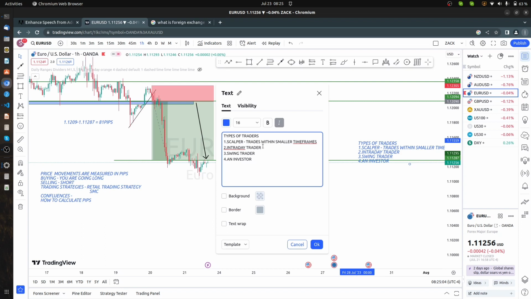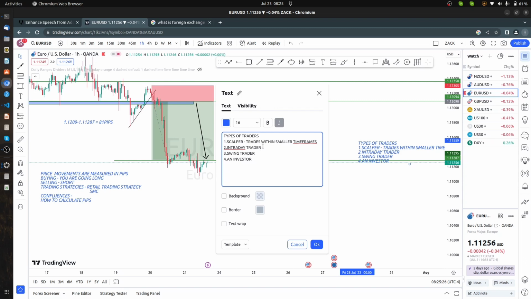Then we have an investor. An investor is simply somebody who can let their trade run for months or even years. So for this type of trader, you need to be very patient, because you will collect your profits after a very long period of time. So that type of trader is an investor, basically. So those are the types of traders.